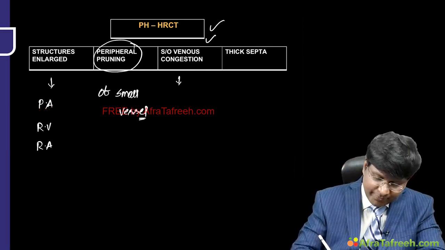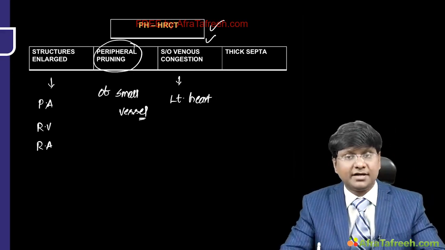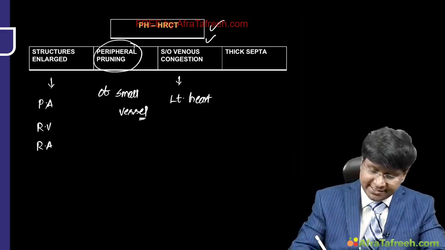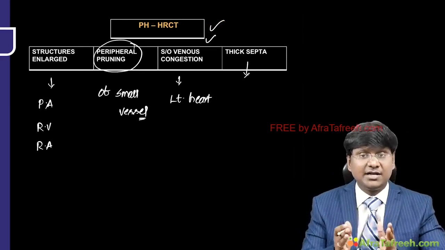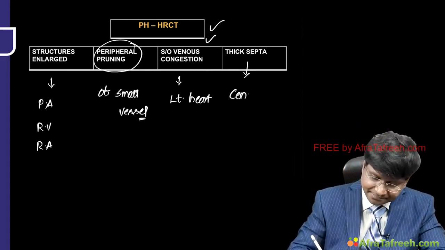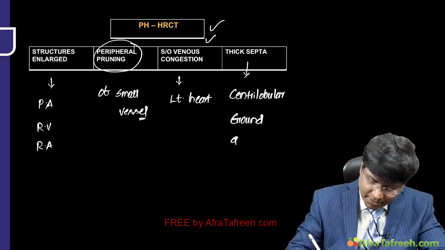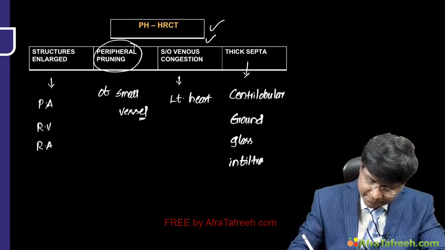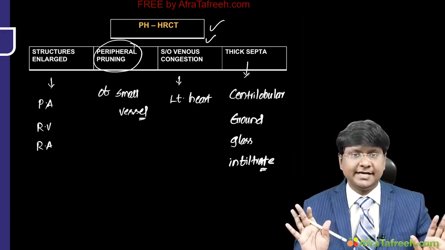But this venous congestion is very prominent when there is left heart pathology, in the form of mitral stenosis or left ventricular dysfunction. And you will also notice that the septa are thickened, and within the lung there is a centrilobular ground glass infiltrate. Right? Centrilobular ground glass infiltrate. Okay, so that is what you will see in the HRCT, that is, the high resolution CT scan.